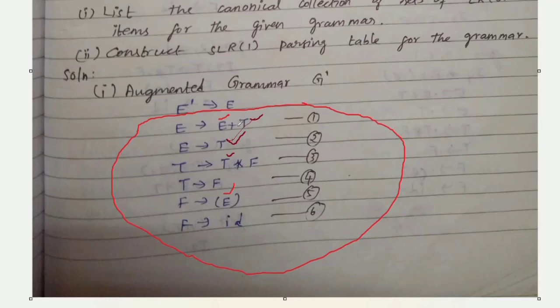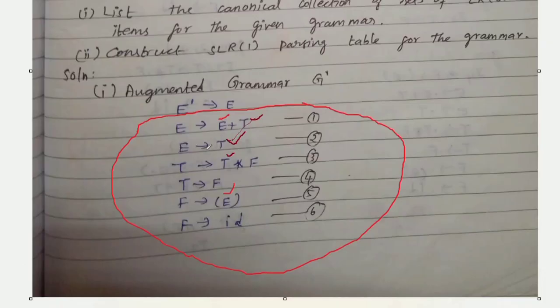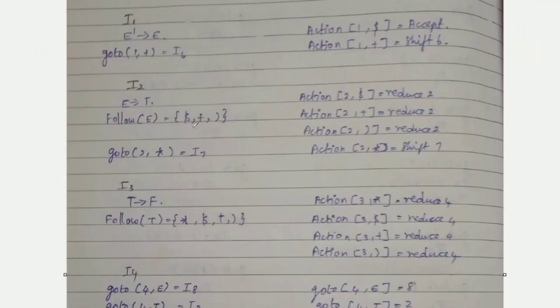Follow of T: we don't have a next symbol, then take the follow position of E. We already wrote the follow position of E: dollar plus close bracket. Here you write dollar plus close bracket. E tends to T: we don't have a next symbol, then take the follow position of E, dollar plus close bracket. So here we have written dollar plus close bracket.